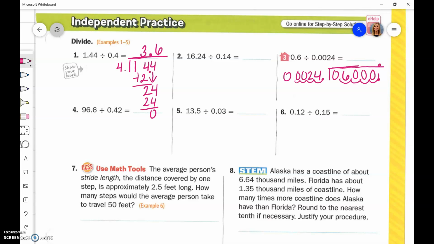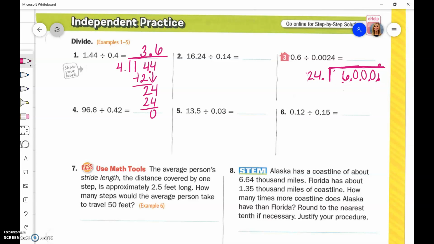Now, it looks scary, but let's get rid of the numbers we don't need. So really, it's going to be 24, and we're going to just literally divide 6,000 by 24. I said that backwards. Okay, because I've moved all of these out.